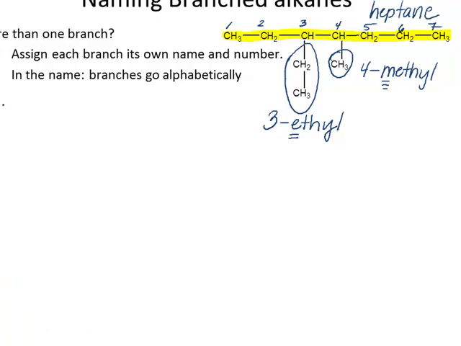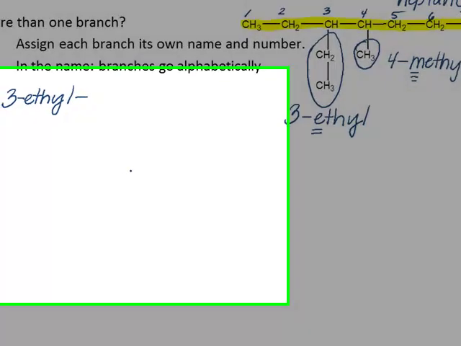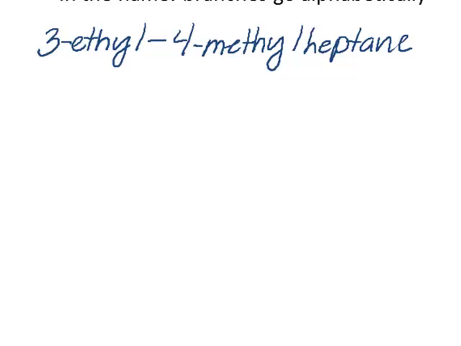Now when I write this name, I want to make sure I write the branch that has the ethyl first, so 3-ethyl, and then I'm ready to write the branch 4-methyl. Remember, what do we do when we need to separate a letter and a number? Well, we have to write a dash. So I have to write a dash before writing 4-methyl. That separates the L and the 4. So I have 3-ethyl-4-methylheptane, and that would be the IUPAC name of this molecule.